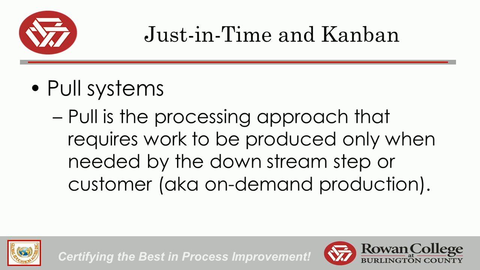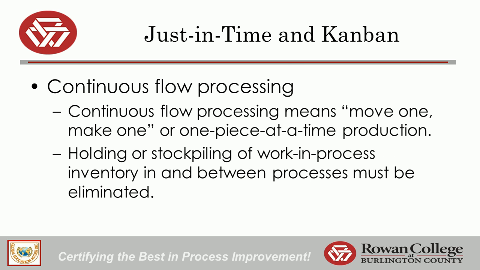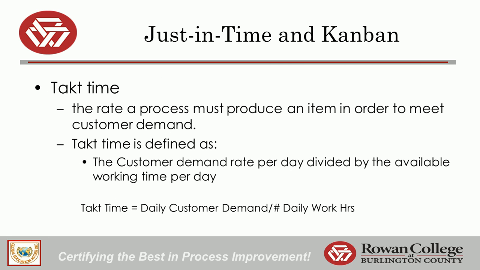A pull system is the process approach that requires work to be produced only when needed by the downstream step or customer. That is also called on-demand production. Continuous flow processing means move one, make one, or one-piece-at-a-time production. Holding or stockpiling of work-in-process inventory in or between processes should be eliminated.